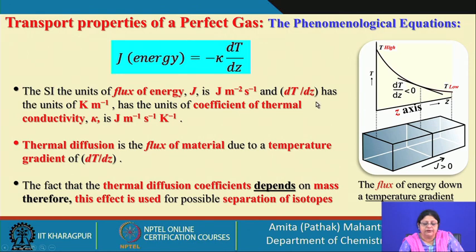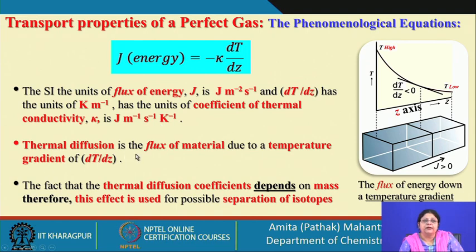And the gradient will be what? Gradient is only the temperature difference per meter, so Kelvin per meter, K m^-1. And now we can determine the thermal coefficient from the flux multiplied by dz divided by dT, and you will get this expression: joules per meter per second per Kelvin, J m^-1 s^-1 K^-1. This is the unit for kappa, the coefficient of thermal conductivity.